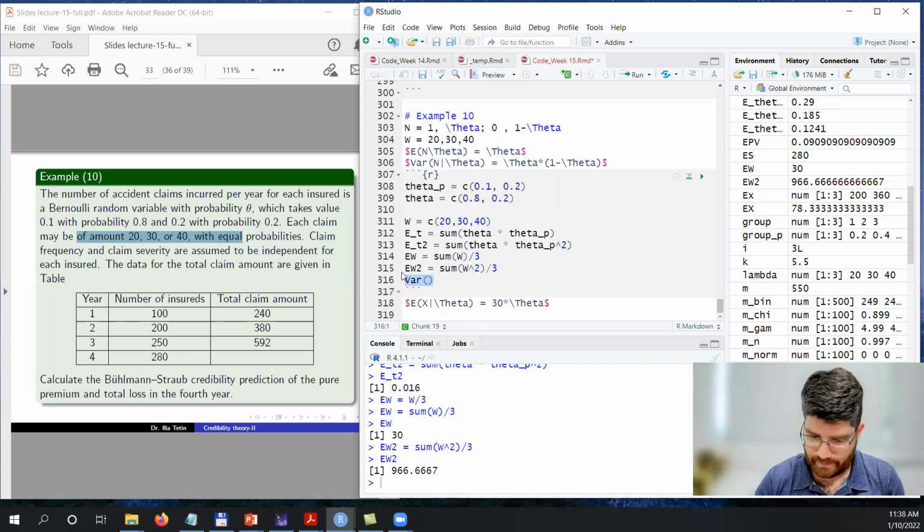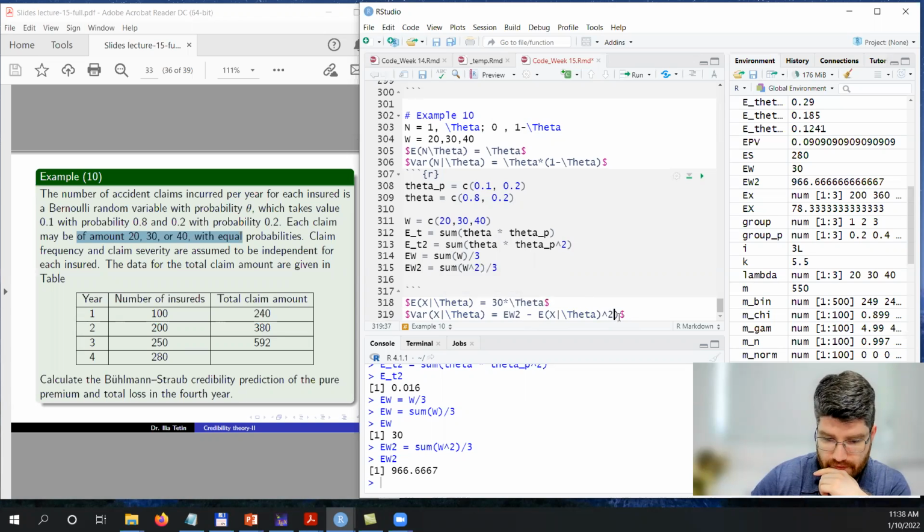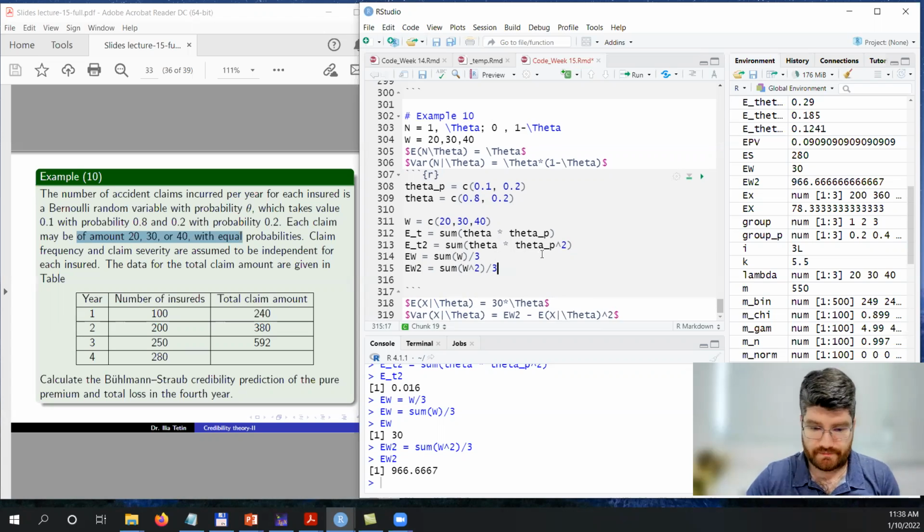This will be variance of X given theta, the value of EW2 minus squared value of E theta, minus that squared. So this kind of parameter, use this bracket. Okay, everything is given actually. So 966 minus 900 times theta squared.